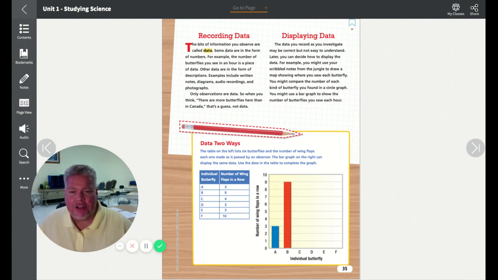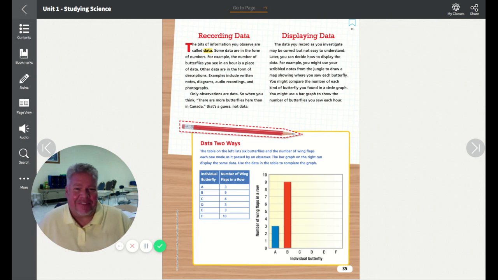The bits of information you observe are called data. Some data are in the form of numbers. For example, the number of butterflies you see in an hour is a piece of data. Other data are in the form of descriptions. Examples include written notes, diagrams, audio recordings, and photographs. Only observations are data, so when you think, there are more butterflies here than in Canada, that's a guess, not data. It has to be something that you actually measured.